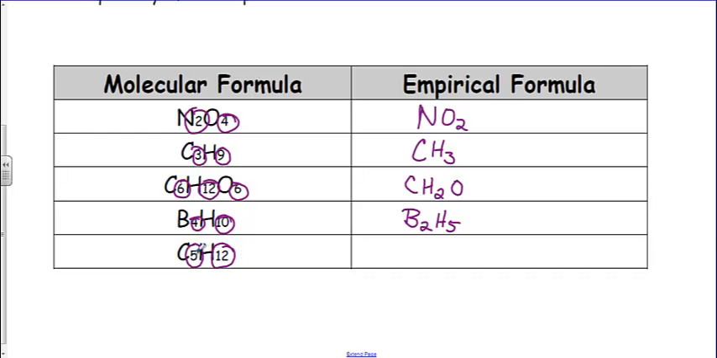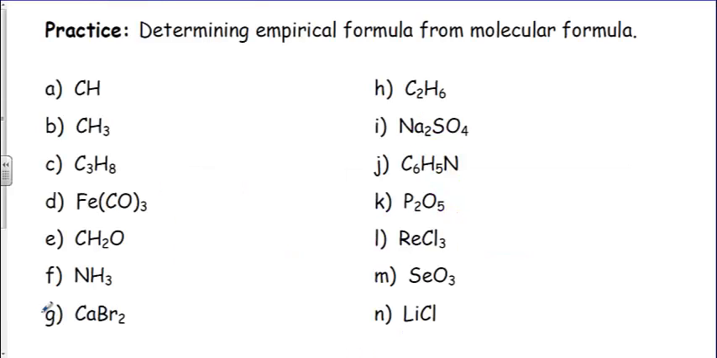And the last one here, we have 5 and 12. Well, can we do anything about this? Do we have a common factor? Can we divide this out? No, we cannot. It is in its simplest form, so it will remain C5H12. Okay, so let's do some practice. Determining the empirical formula from the molecular formula. Very simple. We're just going to look at the subscripts for each one and see if we can reduce it.